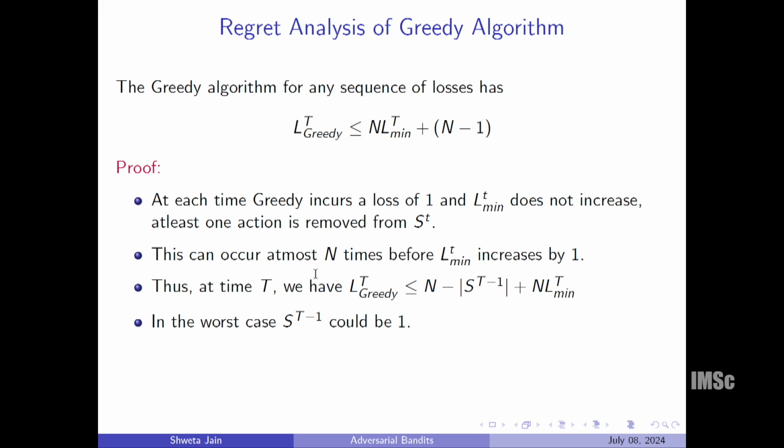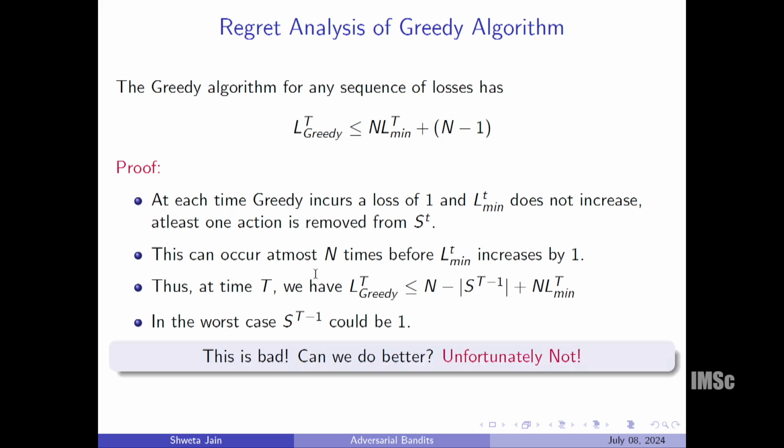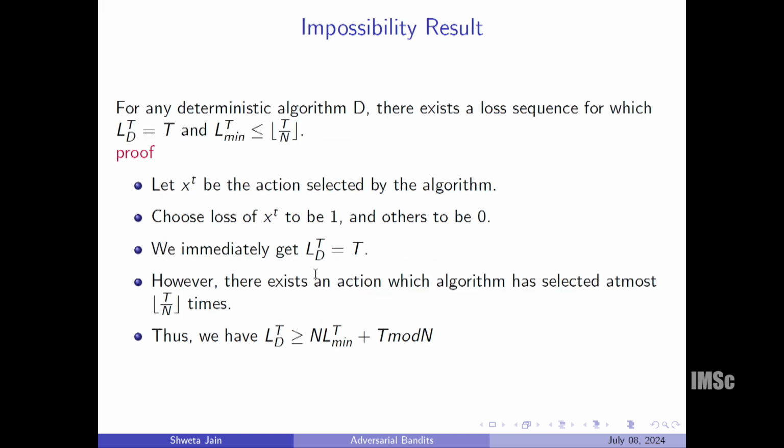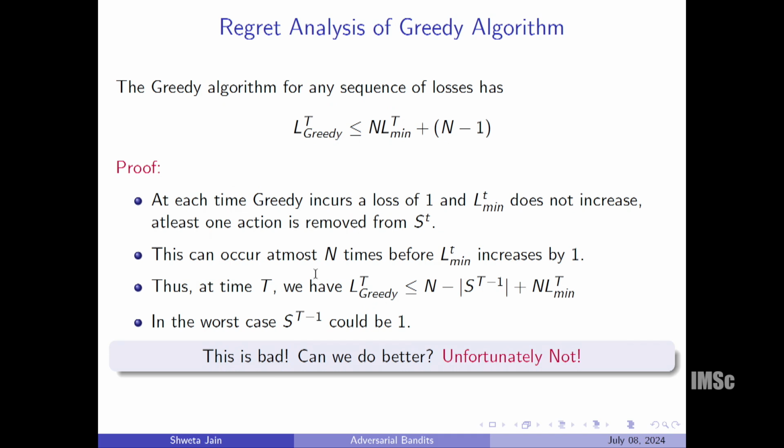Does it make sense? Perfect. This is still bad, because it is n into LT min, something like that. I don't know if it's bad or good, but the main question that we always ask is: can you do better? We have the lower bounds, right? We should have something. So can we do better? The answer is unfortunately not. And when you want to show this, you basically prove the lower bound.